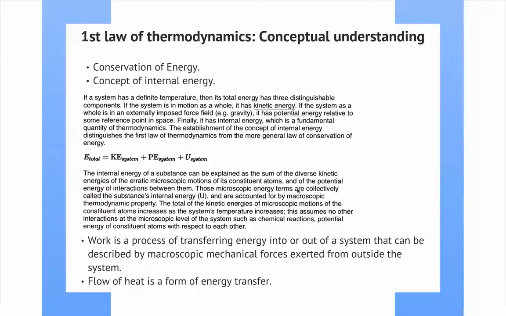So those microscopic energy terms are collectively called the substance's internal energy, or U, and are accounted for by macroscopic thermodynamic properties. Of course, we won't go into that level of detail. We will essentially abstract it out. The total of the kinetic energies of microscopic motions of the constituent atoms increases as the system's temperature increases. So we know as things get hot, they start moving more, so the kinetic energy of those microscopic motions increases. We'll see that again, but just keep that in mind.